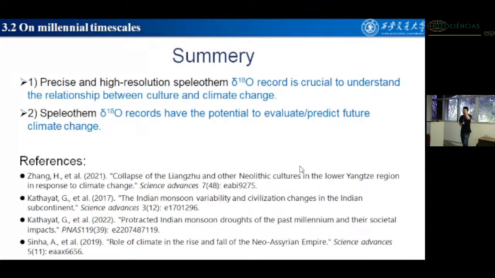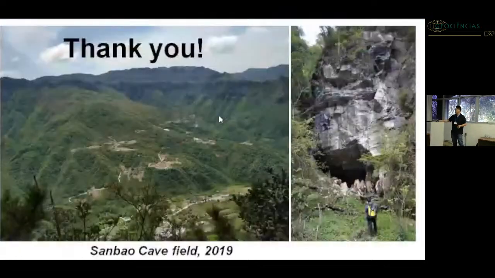A short summary: precise and high resolution speleothem Delta 18O records are crucial to understand the relationship between culture and climate change. Also, Delta 18O records have the potential to evaluate or predict future climate change. Okay, thank you very much for your attention.